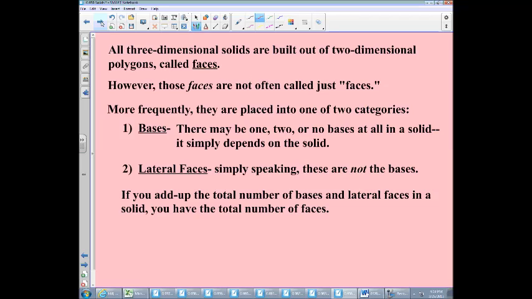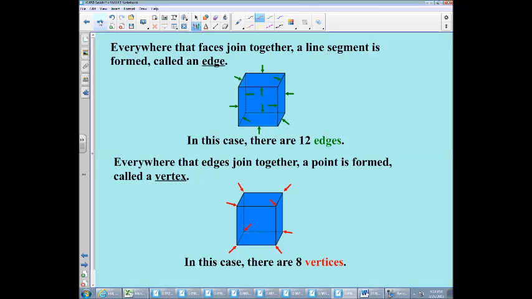And then secondly, we said we have the lateral faces. Everything that is not a base in a solid is a lateral face by default. And if you add up the total number of bases and lateral faces in a solid, that gives you your overall total number of faces. Then we said everywhere that those faces join together, a line segment is formed, and that line segment is called an edge. Then everywhere those line segments join together, they form vertices.